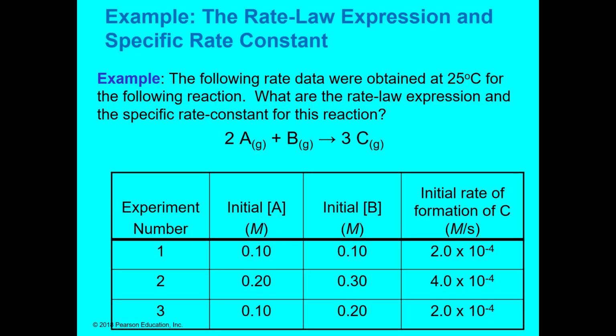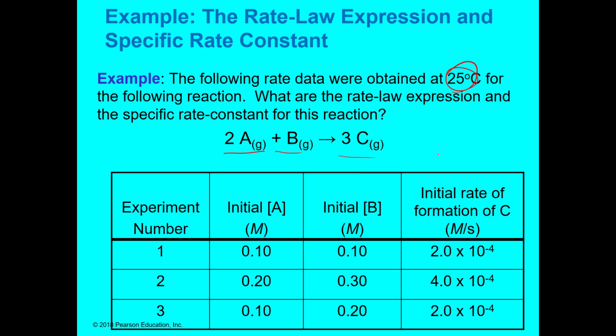So our first example here is that the following rate data were obtained at 25 degrees C, because remember we have to stay at one temperature or that's going to affect the rate law constant and change it. That's the only thing that changes the rate law constant. And so it's just 2 moles of A plus B gives us 3 moles of C.